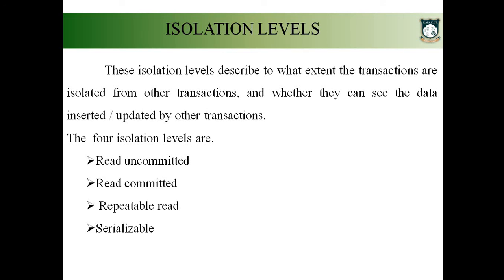Say for example, T1 is reading a data item that is written by T2, but that item is not a committed value. Are you getting it? T1 is reading a value that is updated by T2, but the fact is T2 is not a committed transaction, still it is in execution. Now this is what we are calling as dirty read. So whenever we have dirty read, obviously it leads to some inconsistent state. So dirty read means reading uncommitted value.